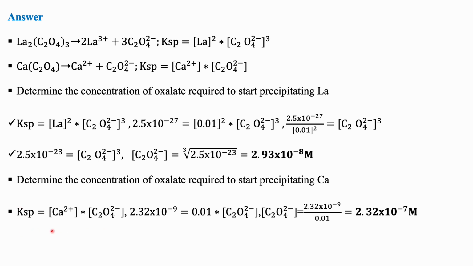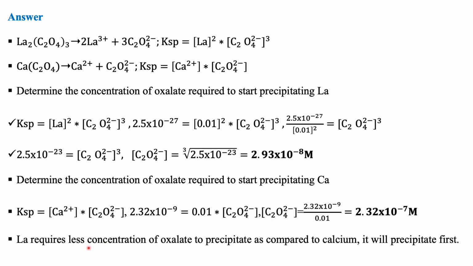Of course, here we have written the expression, and then we replace the Ksp and the value of calcium, and then we determine the concentration of oxalate required to precipitate the calcium. So we need to make sure that the concentration does not go beyond this one, because after this concentration you will also be precipitating the calcium, and you won't need the lanthanum to precipitate. Below this one only lanthanum is precipitated. But if you go above this one, we are also going to precipitate the calcium.